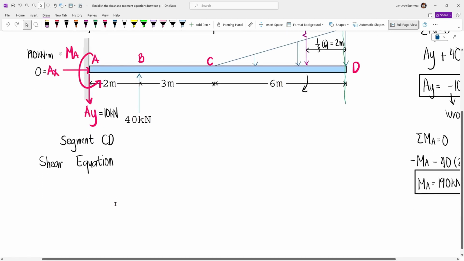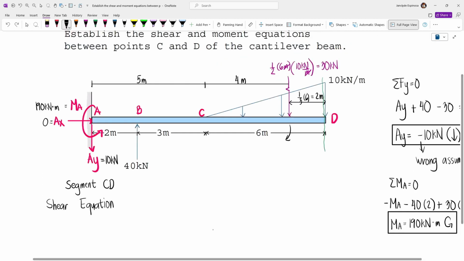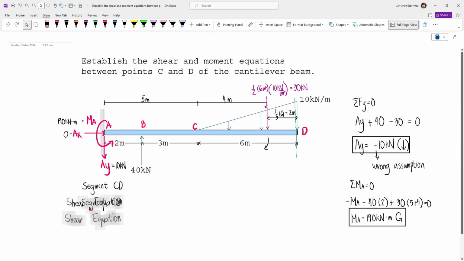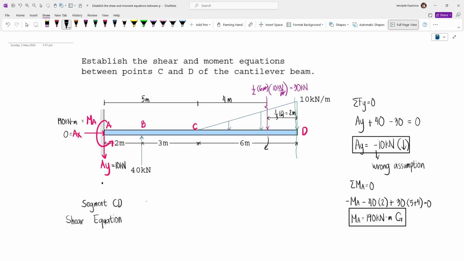Now for segment CD, let's try to identify our limits. Now segment C starts at 5 meters. So this is going to be, again, our origin of X is from the left. So this is going to be our X.